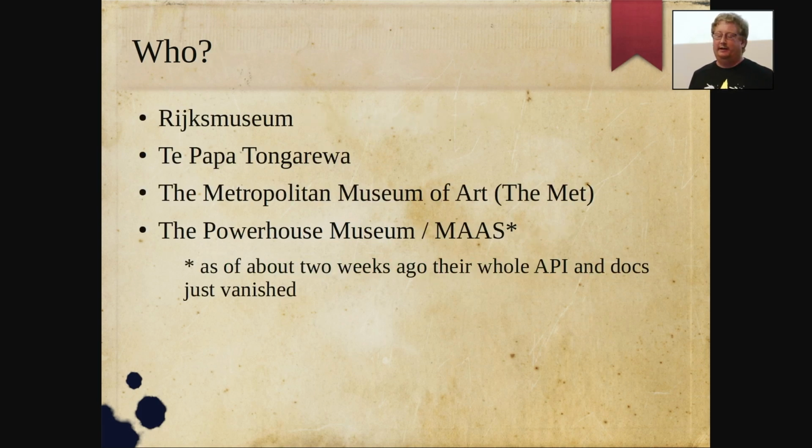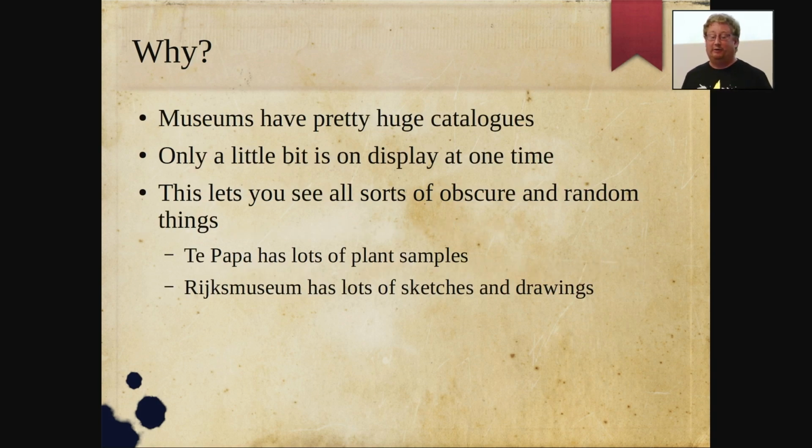So at the moment, it works with the Rijksmuseum, the National Library of the Netherlands, Te Papa Tongarewa, the National Library of New Zealand, the Metropolitan Museum of Art, and it used to work with the Powerhouse Museum from Australia, but 2 weeks ago they seemed to just turn their API completely off, which was not ideal. And why? Well, museums have pretty huge catalogues. Most of it's not shown, like if you go visit. And so this lets you see all sorts of weird, obscure, random things. Te Papa has a lot of plant samples. The Rijksmuseum has lots of drawings.